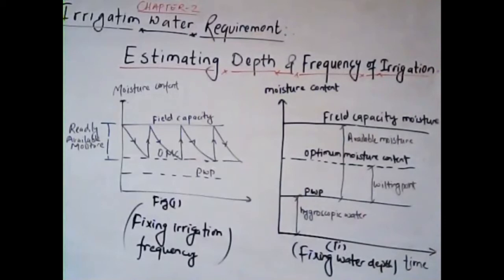So in the second graph, we have this hygroscopic water at the bottom. Then we have a level of permanent wilting point, and above that we have optimum moisture capacity, and above that we have field capacity. So the maximum moisture content is the field capacity. Below that we have the optimum moisture content. Likewise, below that the permanent wilting point is there. So the difference between the permanent wilting point and field capacity is the available moisture, and optimum moisture content to field capacity is your readily available moisture.